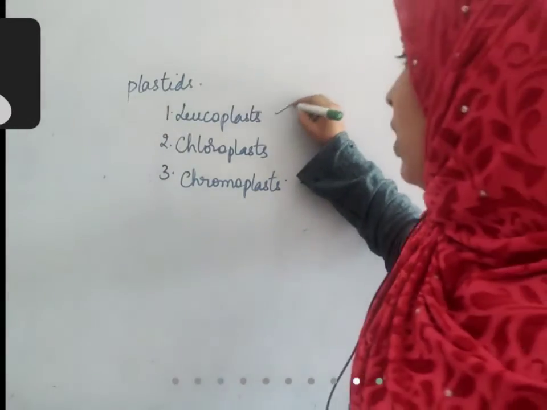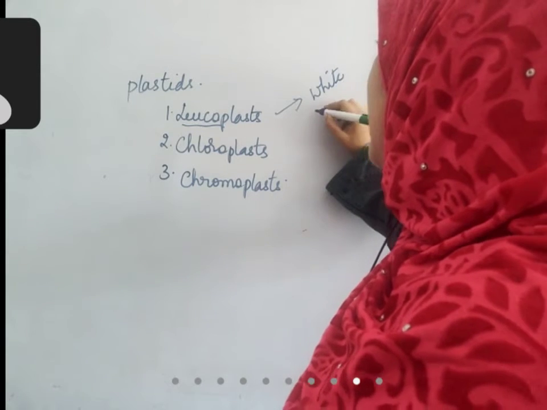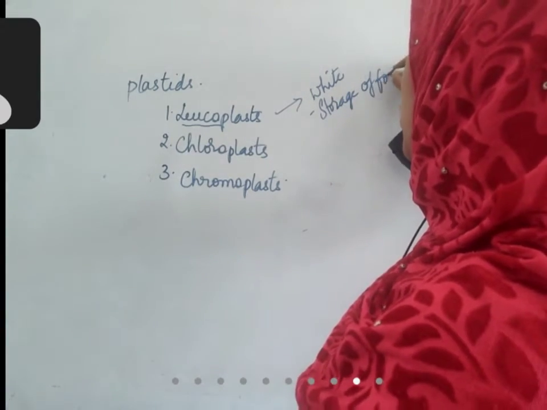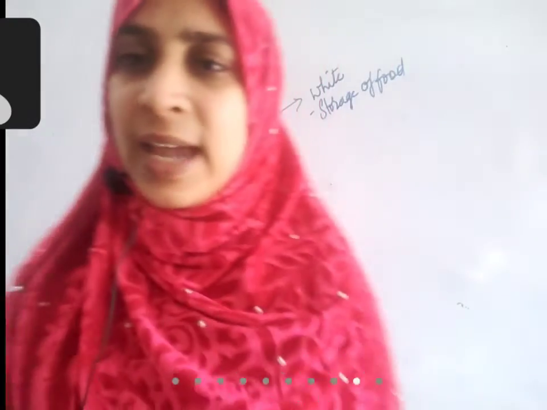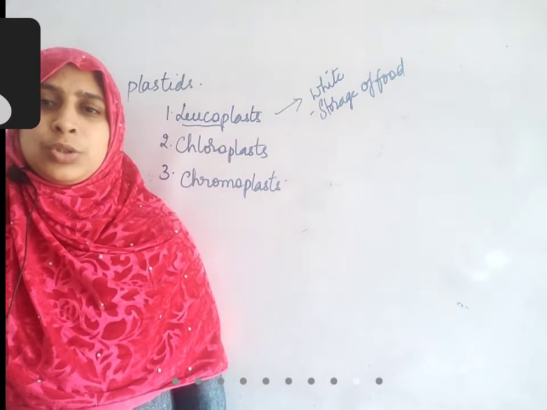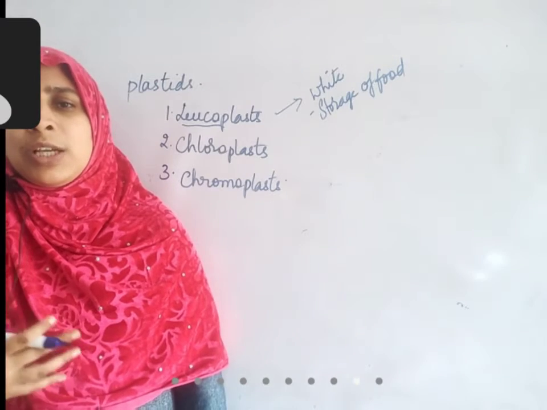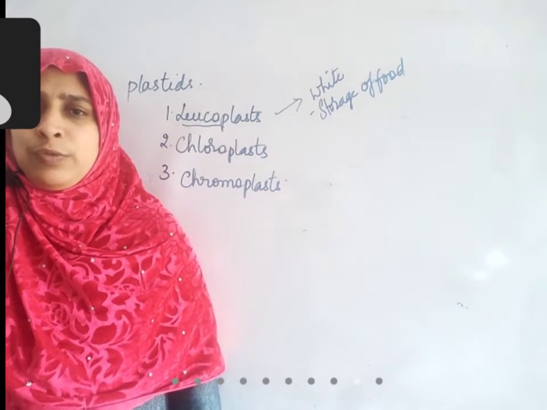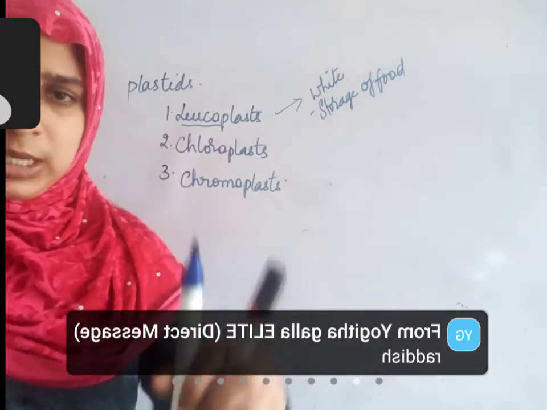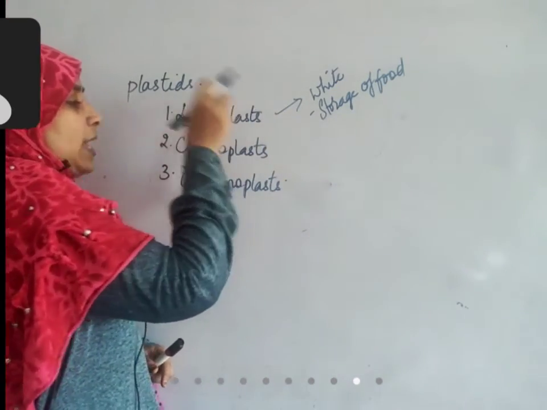Leucoplasts are white in color, as the name says, leuco, white. Their main function is storage of food. Wherever there is storage, you can find leucoplast. Carrots have leucoplast in roots. Some stems store food, some roots store food, some fruits store food. Radish is also storing food. Very good. Yogita, thank you. So in all those areas, you can find leucoplast.